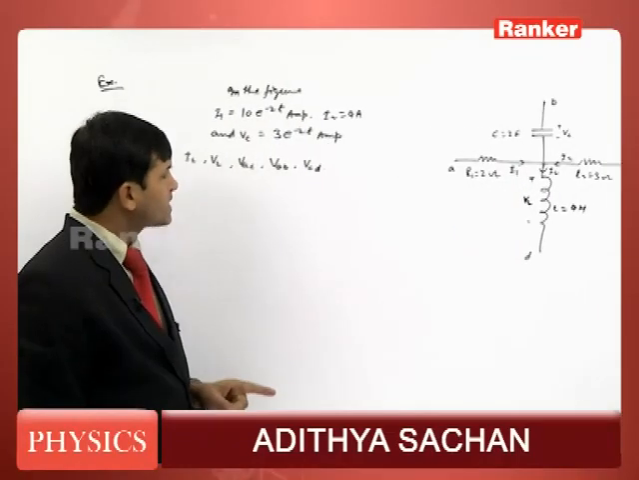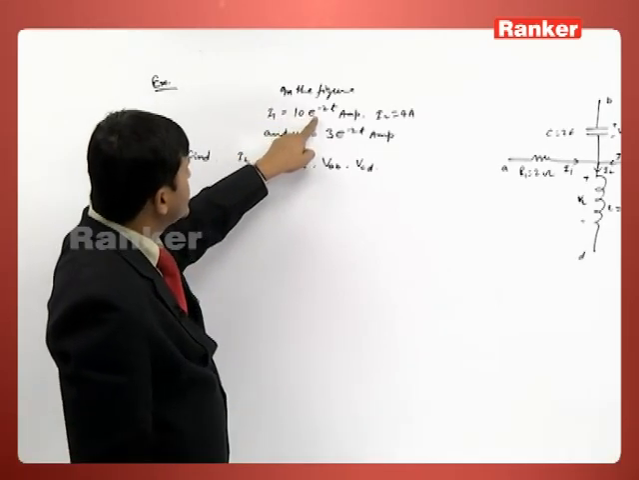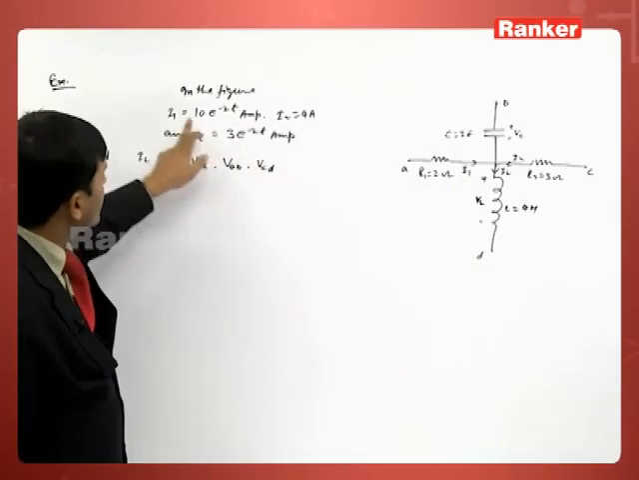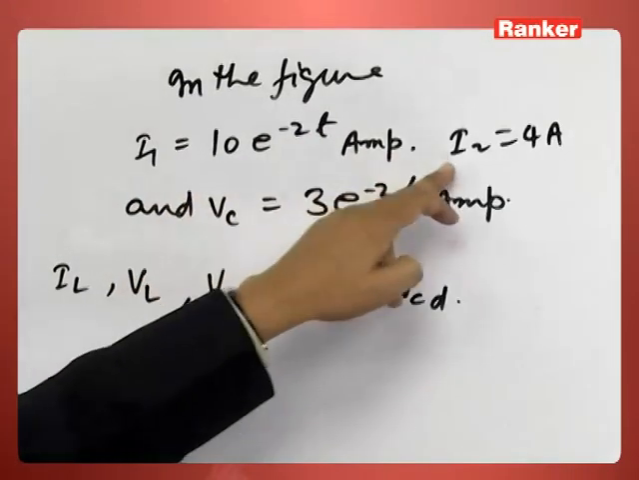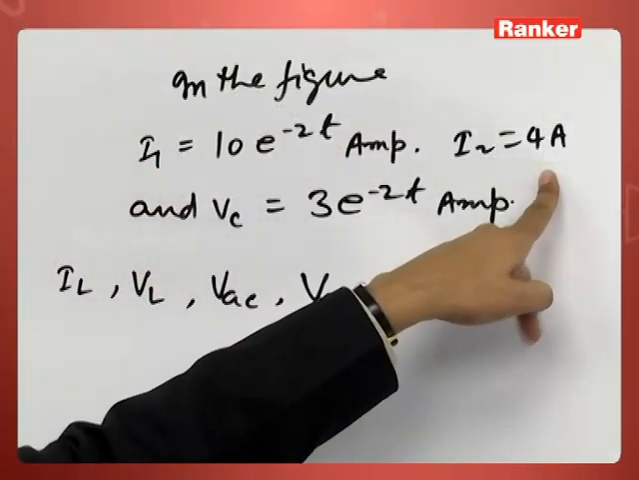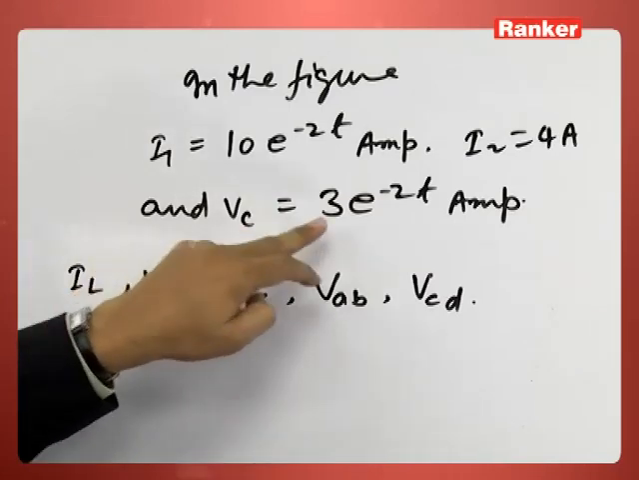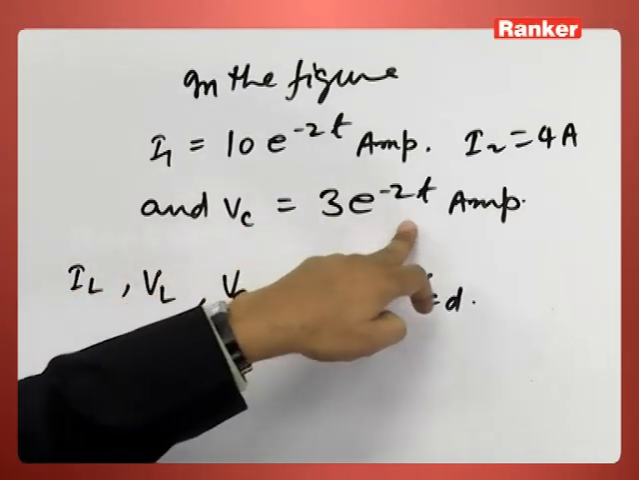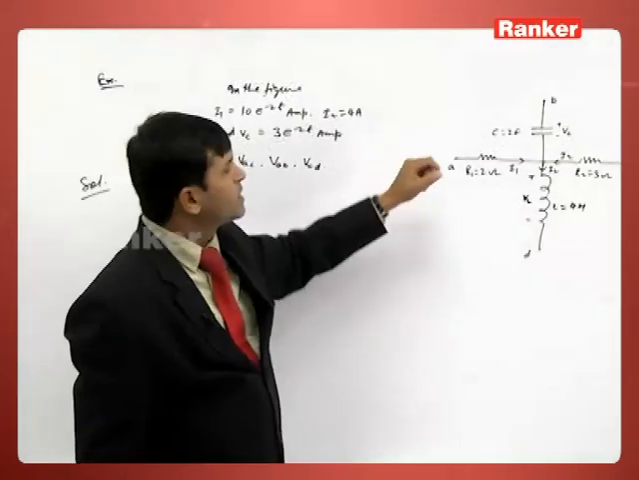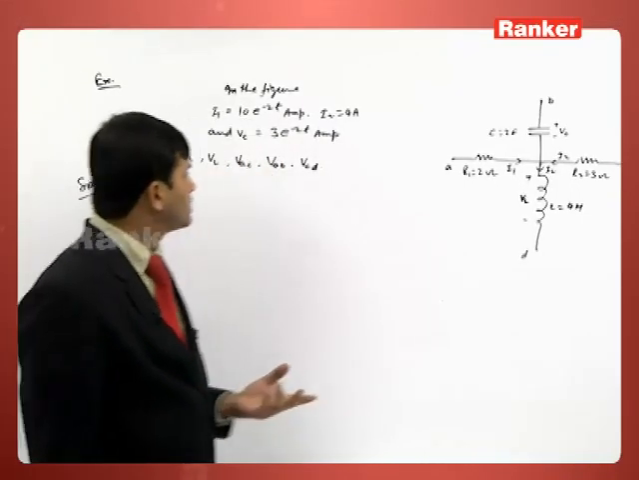See, at any time t, at an instant, I1 has the value 10 e to the power minus 2t. It means current I1 varies according to this relation. I2 is constant, given as 4 ampere, and the potential across the capacitor, VC, is given as 3 e to the power minus 2t. These are the different values given.